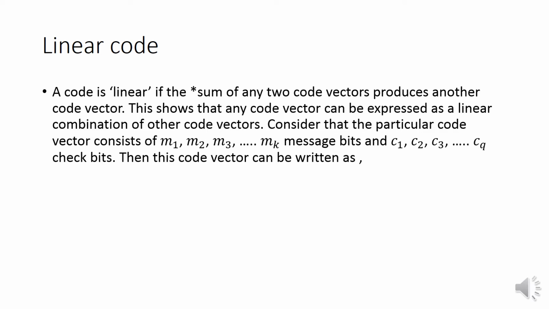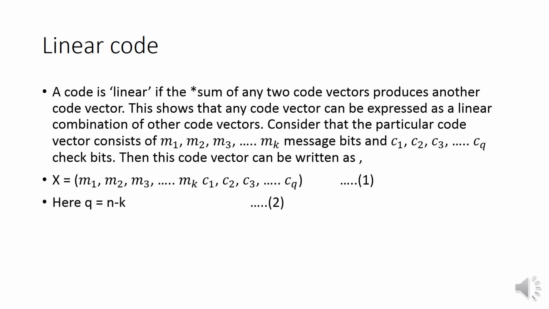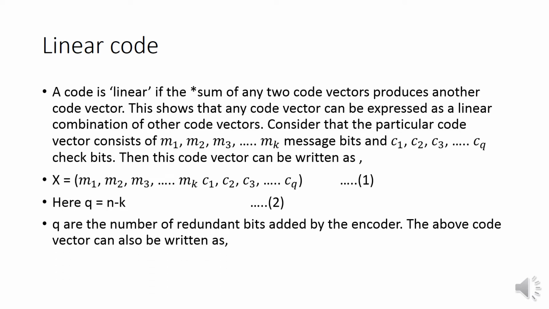The code vector consists of message bits m1, m2, m3 and so on up to mk, and check bits c1, c2, c3 up to cq. So the code vector can be written as x equals m1, m2, m3 and so on mk, c1, c2, c3 and so on cq, where q is equal to n minus k. q is the number of redundant bits added by the encoder.